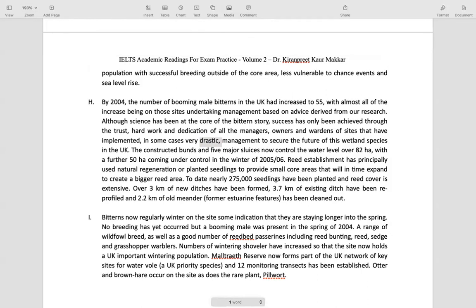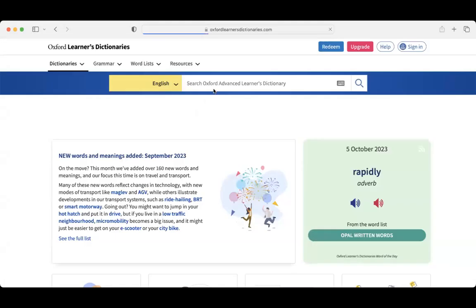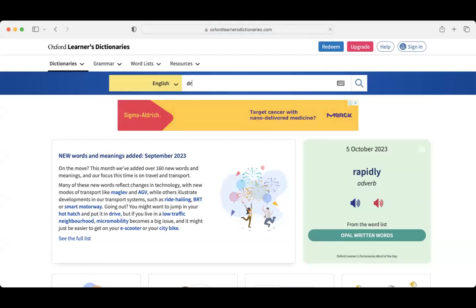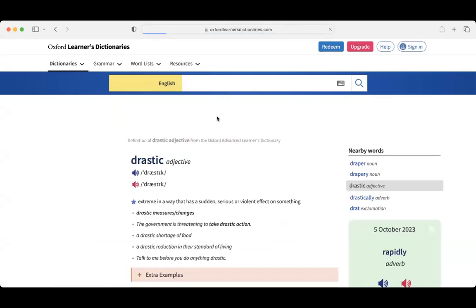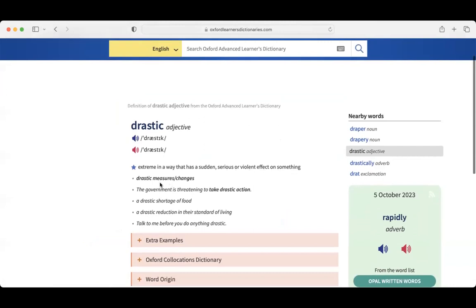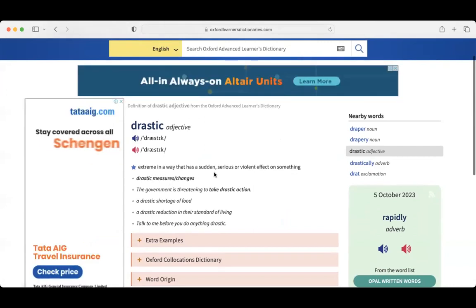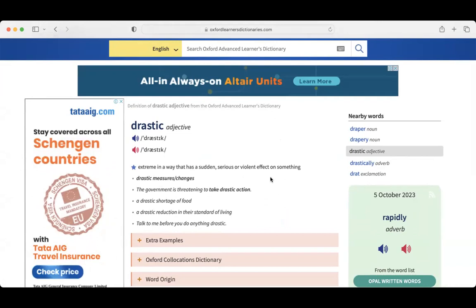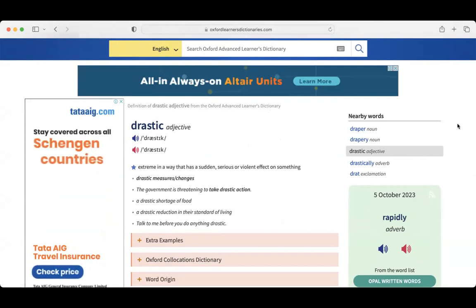We'll do both the words. First we'll do drastic. Drastic is extreme in a way that has a sudden, serious, or violent effect on something. So drastic effect. Okay, here they have used drastic in a negative way in mostly all the sentences.